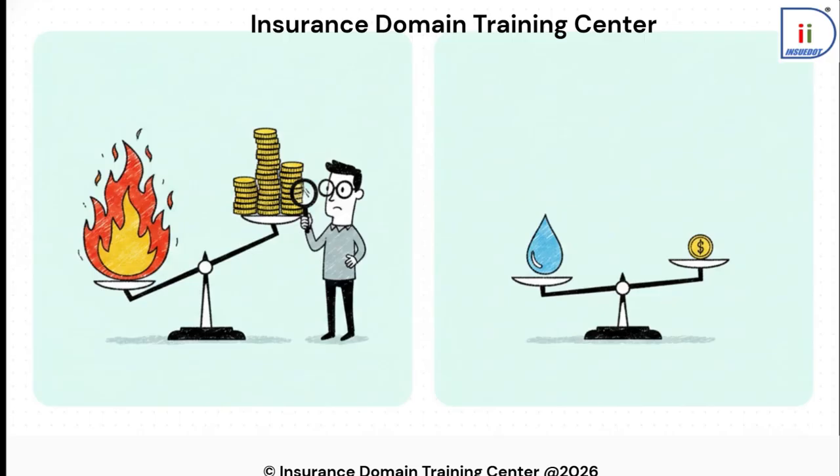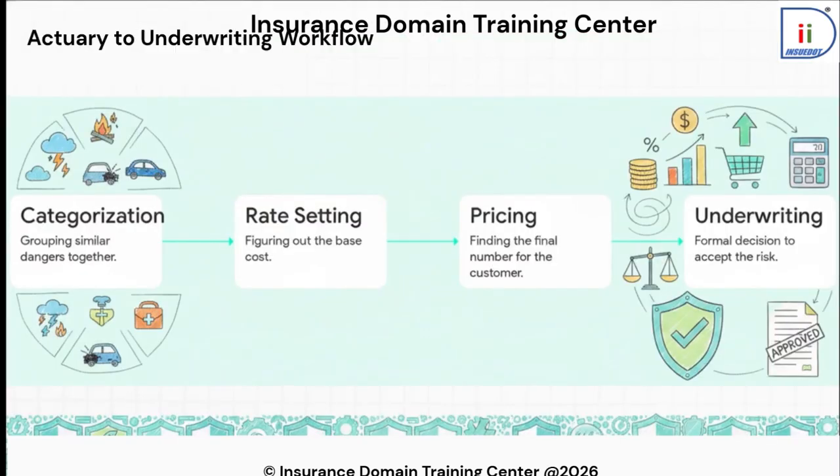These actuaries use a vital 4-step chain of work to avoid disaster. Step 1 is risk categorization, carefully grouping similar dangers together. Step 2 is rate setting, which is figuring out the base cost. Step 3 is price determination, finding that final number for the customer. And step 4 is underwriting, the decision to actually accept the risk. This step-by-step process is the shield that absolutely protects the insurance company from ruin.